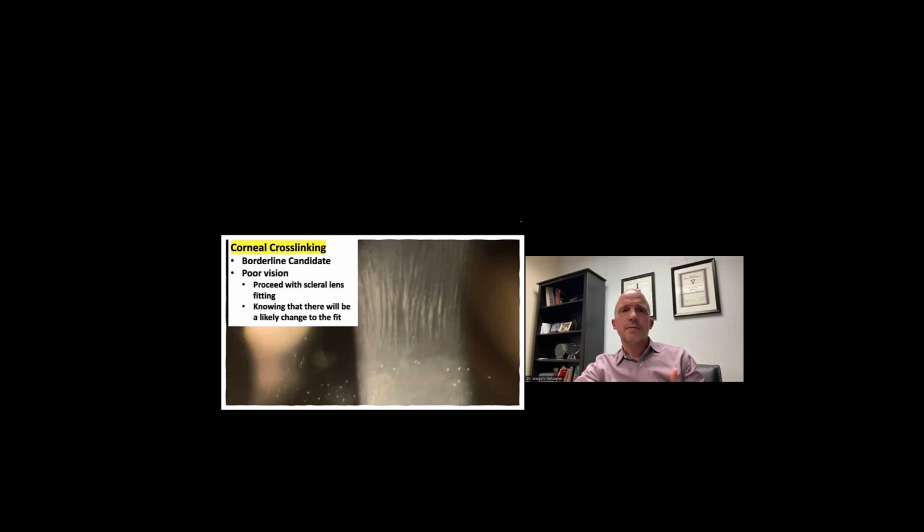However, if they are a borderline candidate, maybe they're in their 40s or 50s, they don't have proven topographical change yet, and they have poor disabling vision, then typically I would try to proceed with the scleral lens fitting first, and then later educating them that if they need cross-linking, that may precipitate a lens change and a refit, just so that they know that up front.